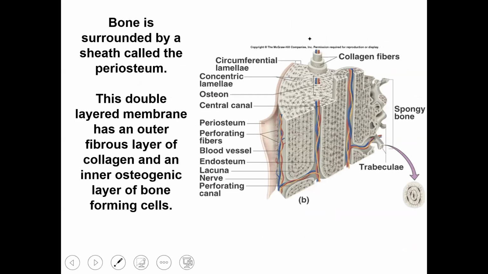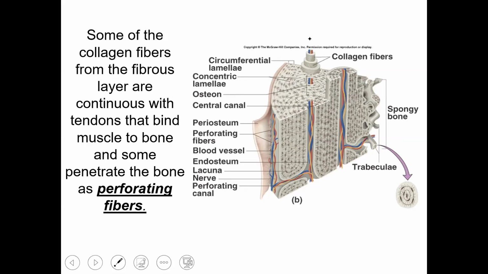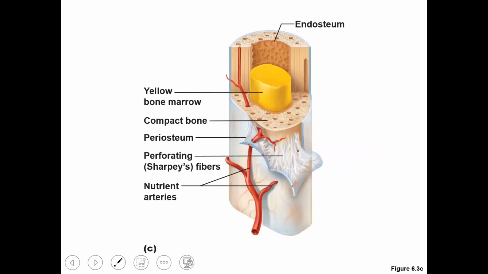The outside of bone is surrounded by a tissue called the periosteum. It's a double layer membrane. Some of the fibers in this membrane will actually grow into the surface of the bone to keep that tissue attached to the bone. These are called perforating fibers. This is also what's going to hold tendons and ligaments to the bone.